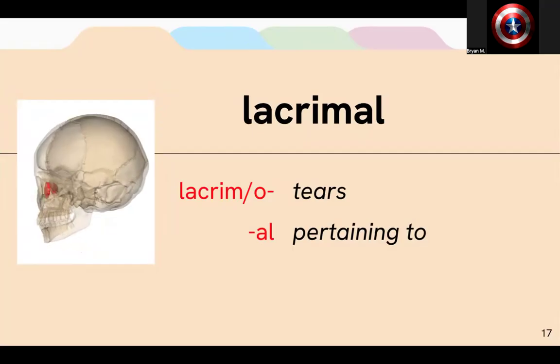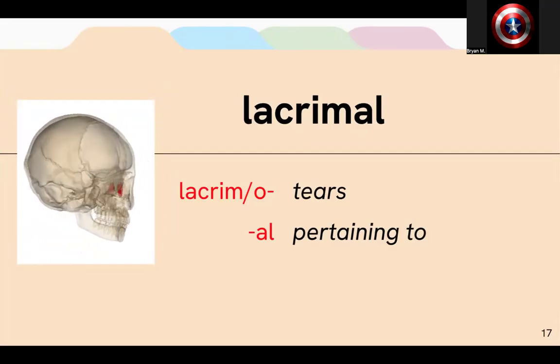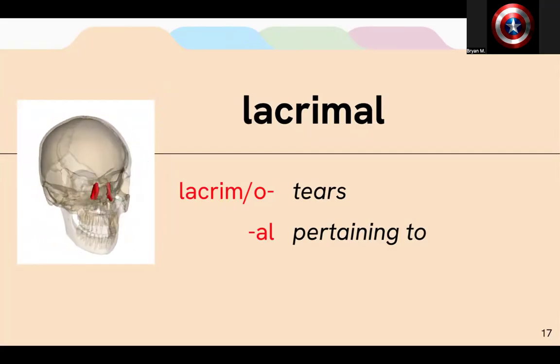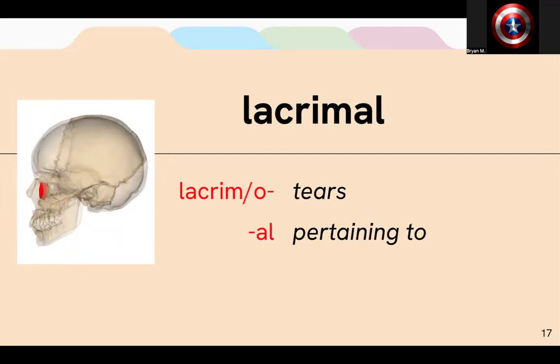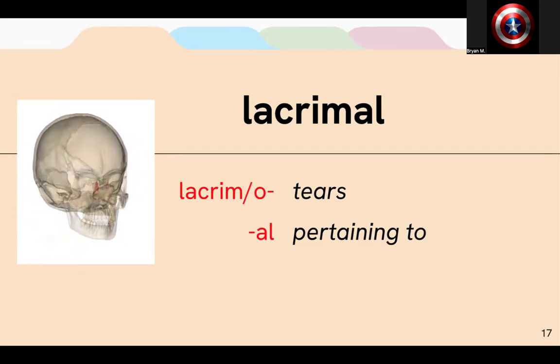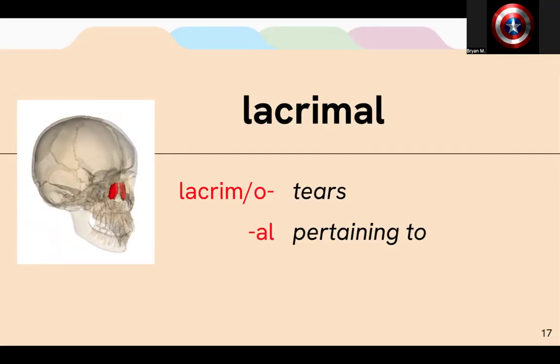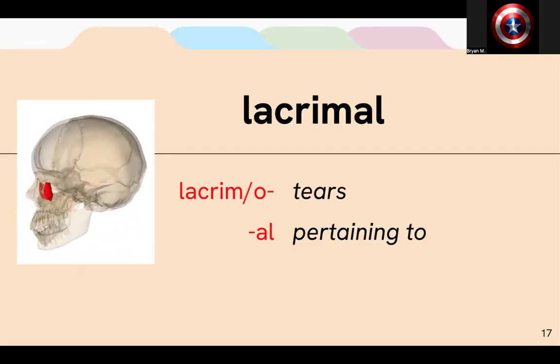Same as the nasal bones, there are two lacrimal bones, both left and right, but the lacrimal bones are each about the size of a fingernail. Lacrim or lacrimal meaning tear, plus suffix al, which means pertaining to.